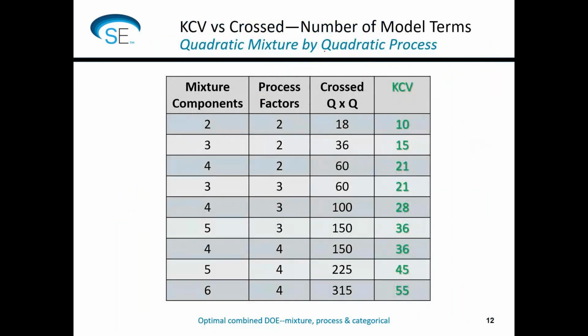All right, so now this table is kind of a sell sheet to sell the idea of doing the KCV model, because as the number of mixture components and process factors goes up, the crossed model starts to explode in terms of how many terms there are and how many runs therefore you need. And if you look at the KCV model, you can see that it remains fairly reasonable, all the way up to a fairly large number of mixture and process factors.